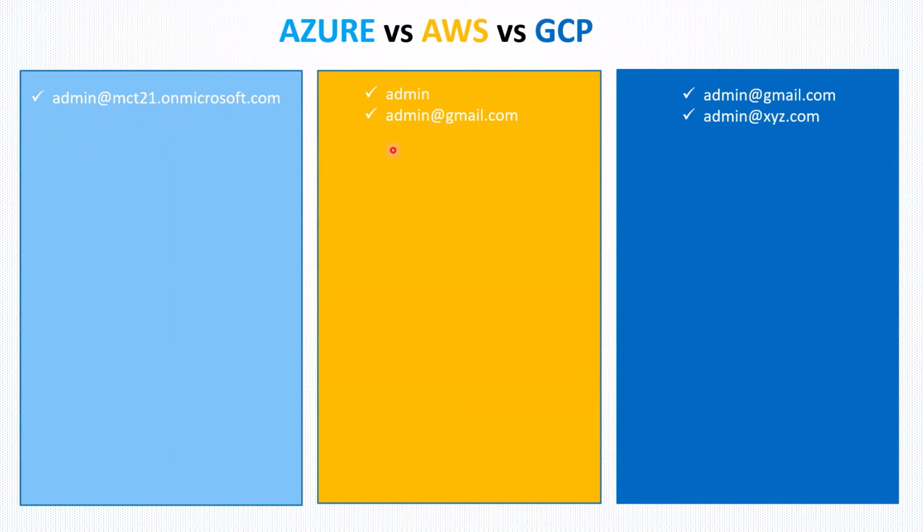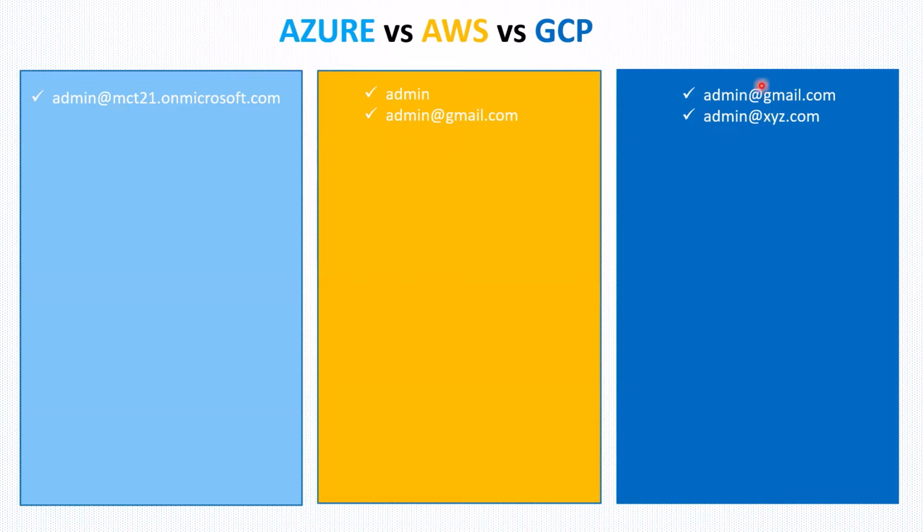Now we'll move to AWS. If you want to log into the AWS console, you have two options. One option is that you can create a normal account and log in with that account, or you can use an account with the email ID. That is also an option they have given, but it is not bound to any domain. Then we'll move to GCP.